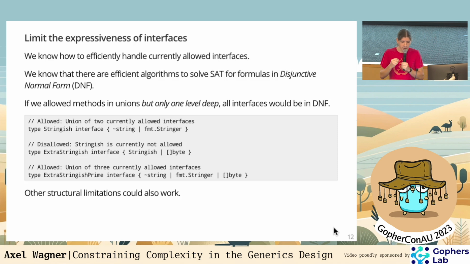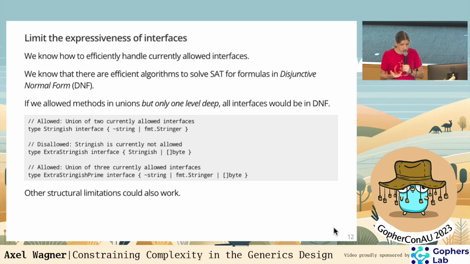And so if we were to allow methods in interfaces, but only one level deep, we say our interfaces are allowed to have methods in a union, but then they can only have one union, and this union can have such interfaces, but all the interfaces in the union must be interfaces we currently allow. Then the resulting constraint would actually be in disjunctive normal form. And then we could just write down an efficient algorithm to solve this, right?